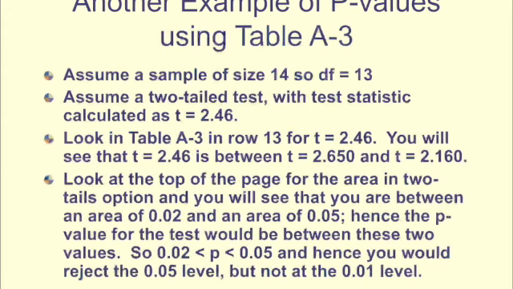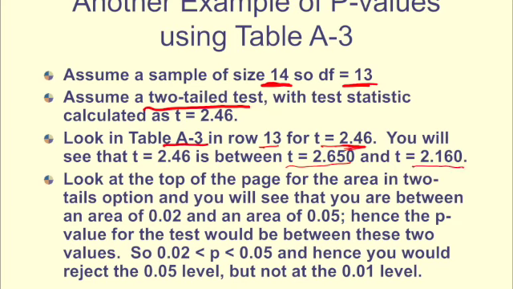Let's take another look. So assume we have a sample size of 14 again, so my degrees of freedom is 13, and I have a two-tailed test, okay? My test statistic that I calculated is 2.46. So again, I go to our t-table, I go to row 13, and I look for this value. Now you're not going to have that value exactly. You're going to see two values it's between. So it's below 2.650, and above 2.160.